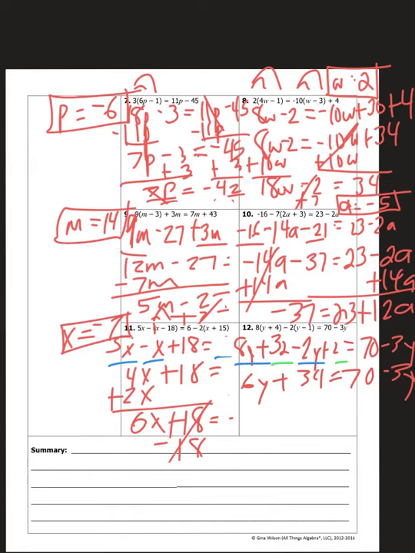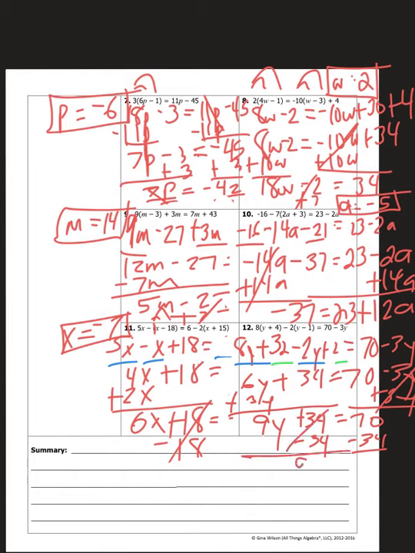Get the variable on one side. We're going to add 3y to both sides. Okay. 9y plus 34 equals 70. Subtract 34 from both sides. 9y equals 36. Divide by 9. Y equals 4. And that is your answer.